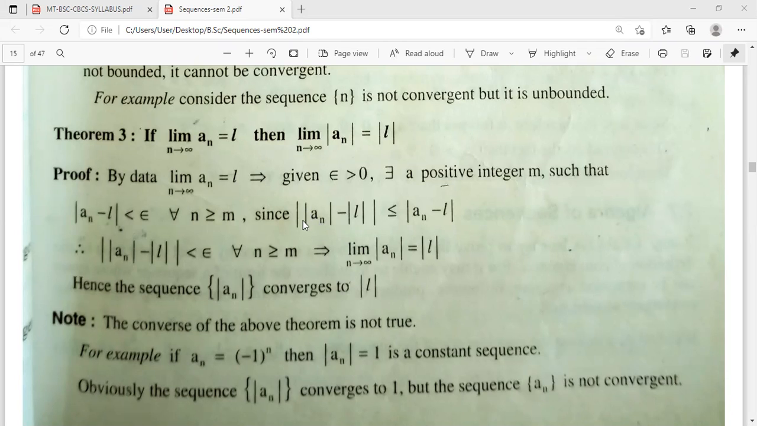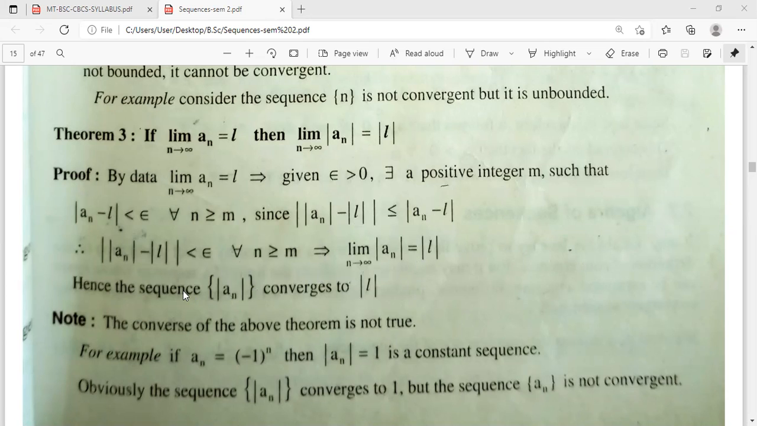We write modulus of a_n minus modulus of L is less than or equal to modulus of a_n minus L. Just remember this property: modulus of x minus modulus of y is less than or equal to modulus of x minus y. Now on the right hand side, modulus of a_n minus L is less than epsilon for every n greater than or equal to m. Therefore, using the limit of the sequence, you can write the limit of modulus of a_n as n tends to infinity is modulus of L.